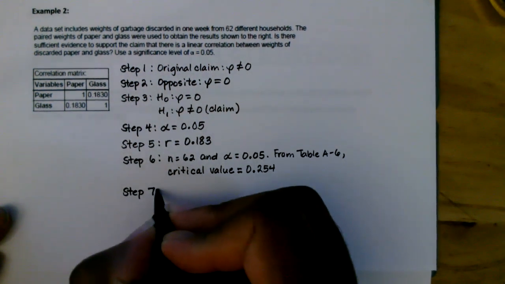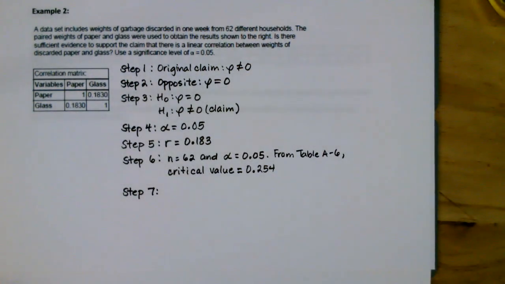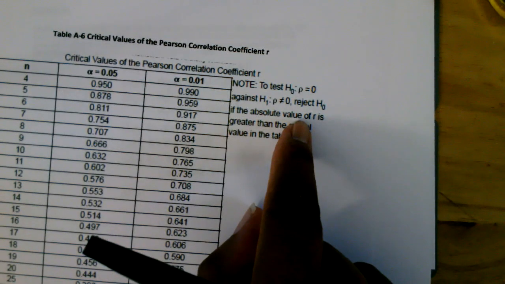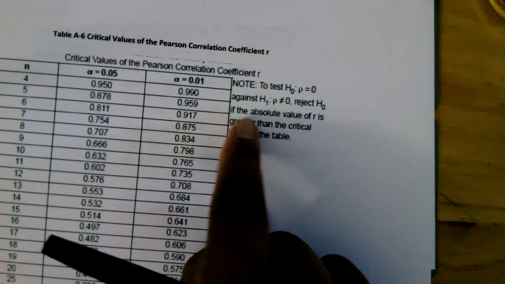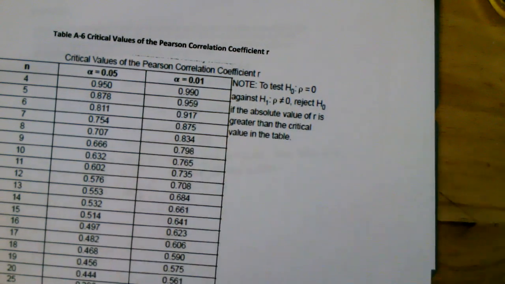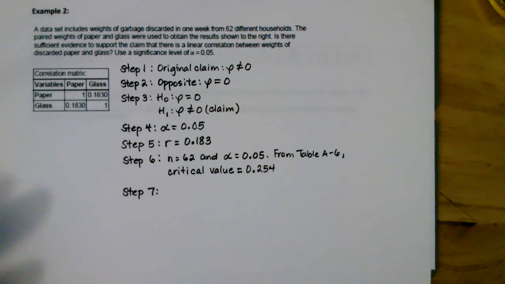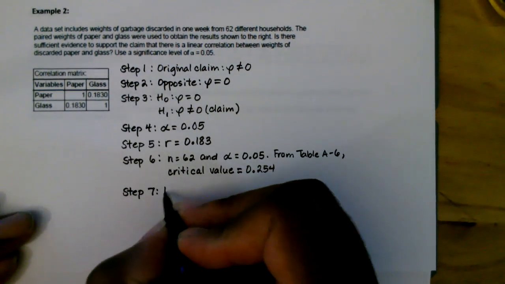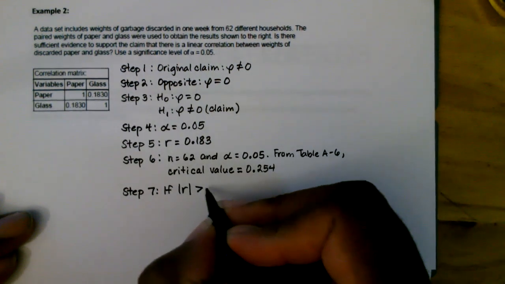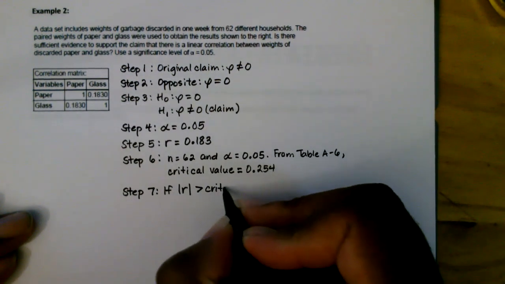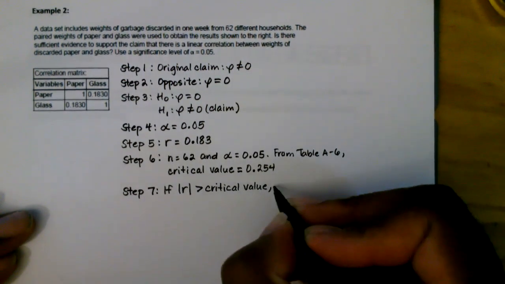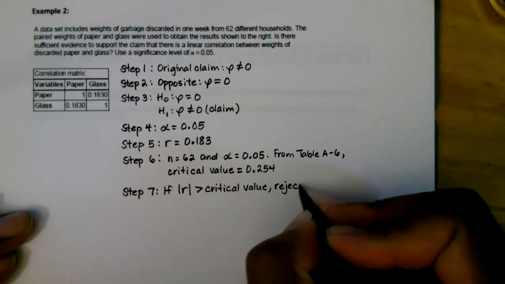And now step 7 is my decision rule. And if you look at table A-6, you're going to see what that decision rule is. Reject the null hypothesis if the absolute value of R is greater than the critical value in the table. So let's use that. I'm going to say here, if the absolute value of R is greater than the critical value from table A-6, reject the null hypothesis.